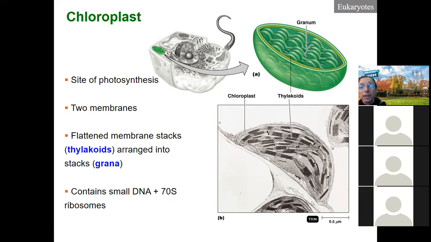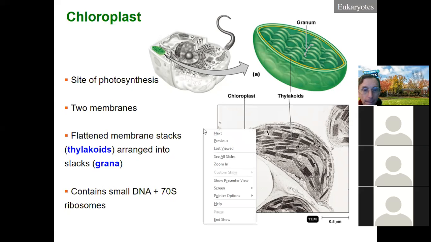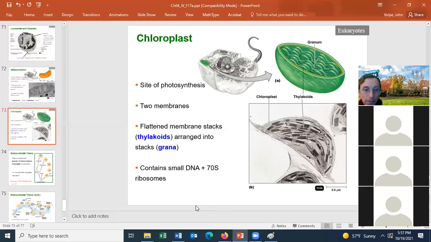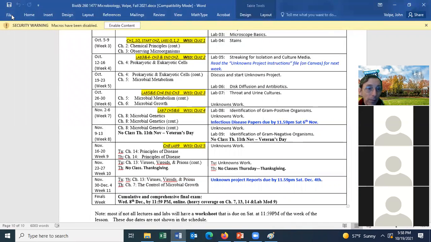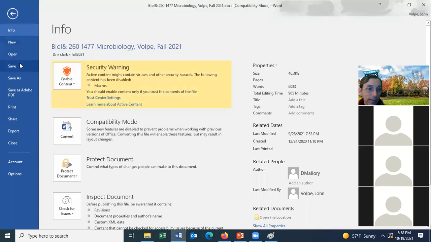Any question about the chloroplast and the mitochondria? If not, let's talk a little bit about why eukaryotic cells have two membrane-bound organelles which contain DNA inside of them and 70S ribosomes. And that is the point of the endosymbiotic theory.